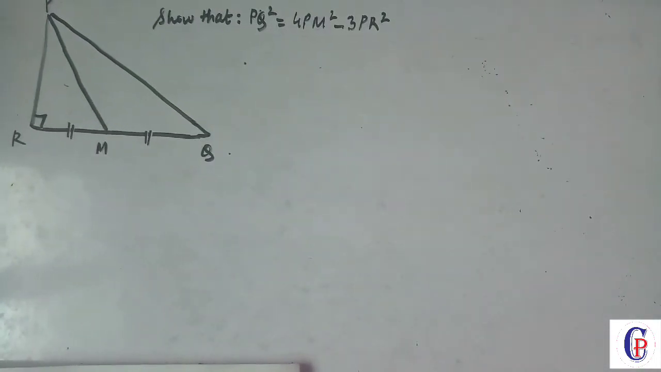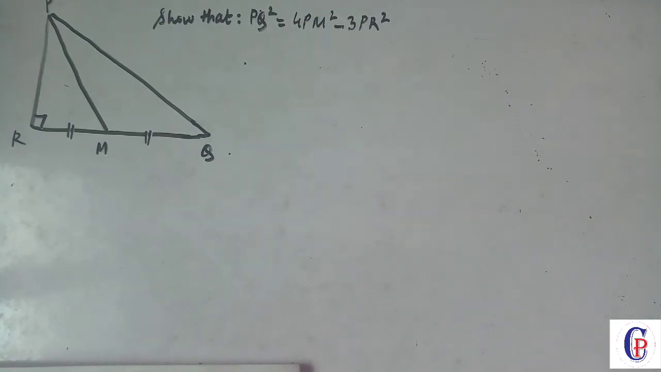So this is the show-that question, that is, prove that PQ square is 4PM square minus 3PR square. You must be thinking how we can get such a result. By seeing the diagram you cannot guess that such a result can come. So you need not worry, you have to just start with the question. Since you can see in the proof that there are squares, you need to think which theorem that we studied has squares.